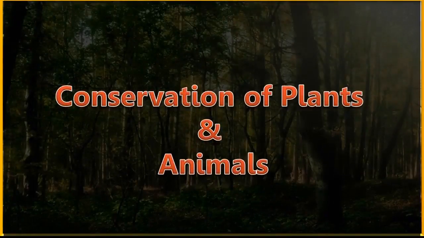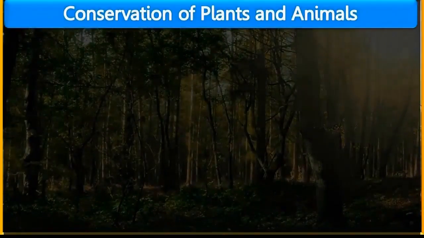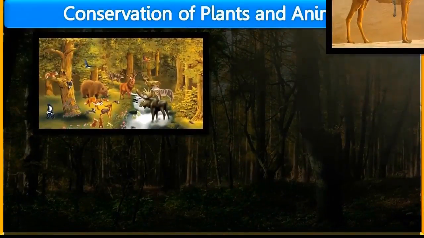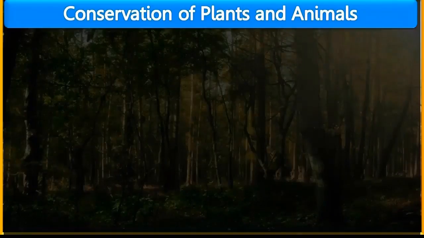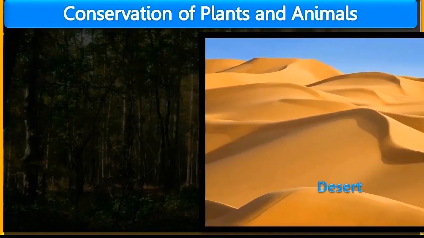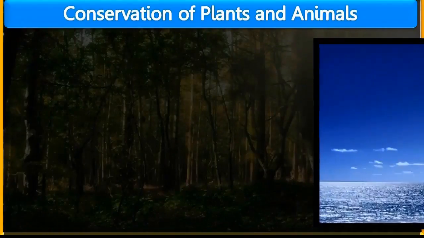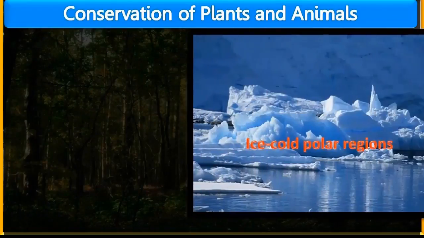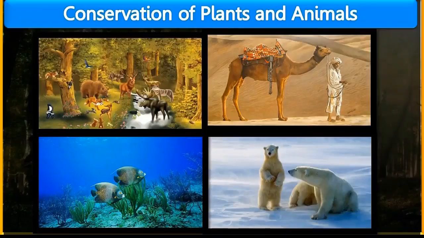Conservation of plants and animals. Earth is the home to millions of types of organisms. These organisms exist in a wide variety of shapes and sizes and are found in places as varied as forests, deserts, rivers, oceans, and ice-cold polar regions. The following images provide a small glimpse of the enormous variety of life on Earth.